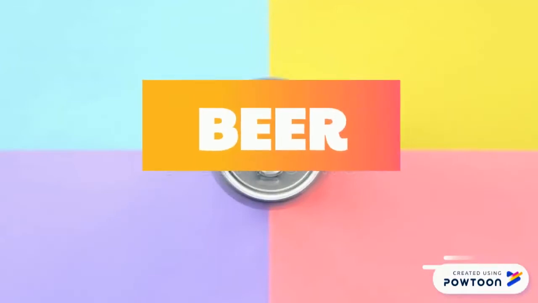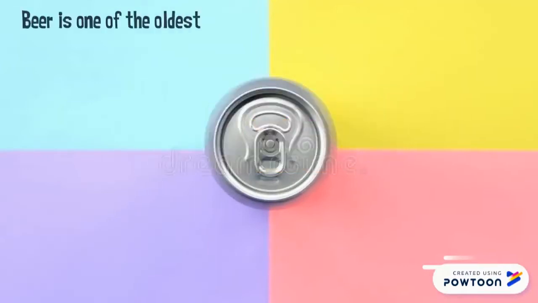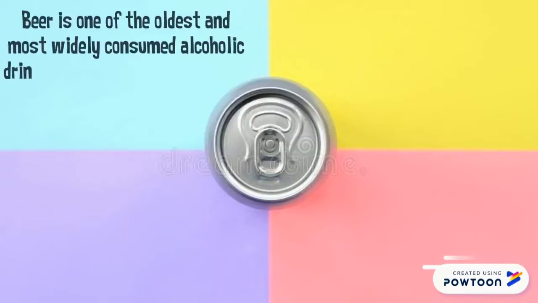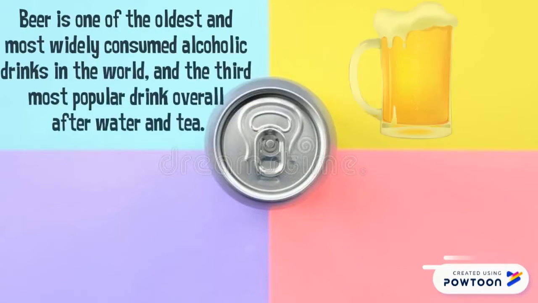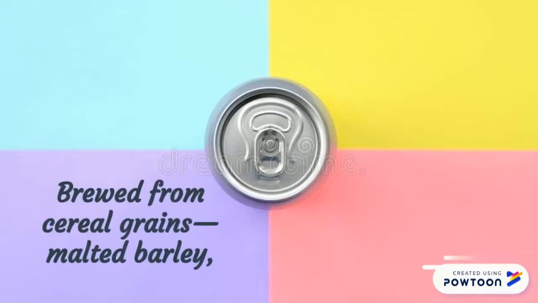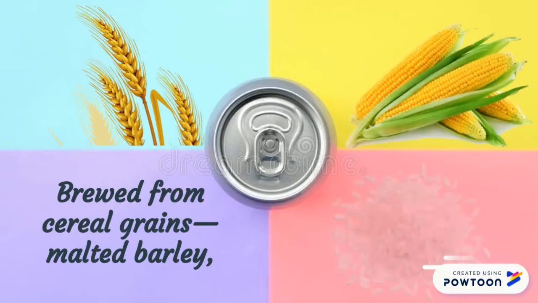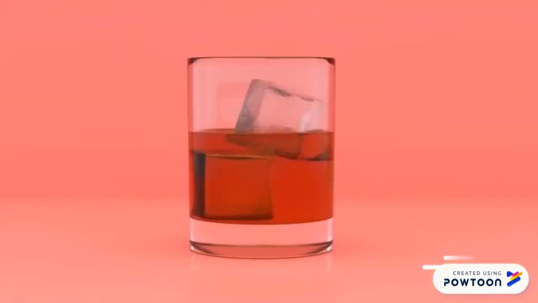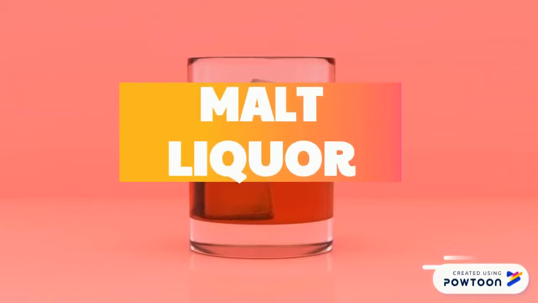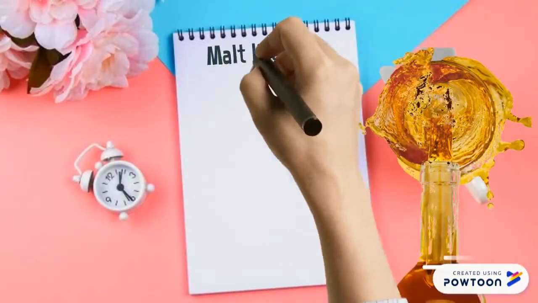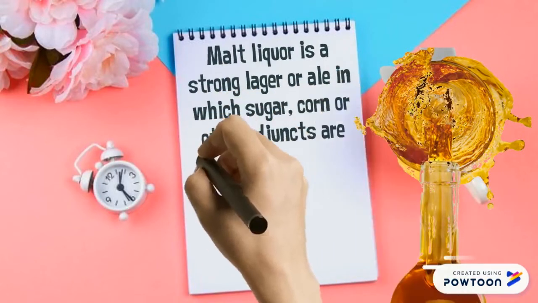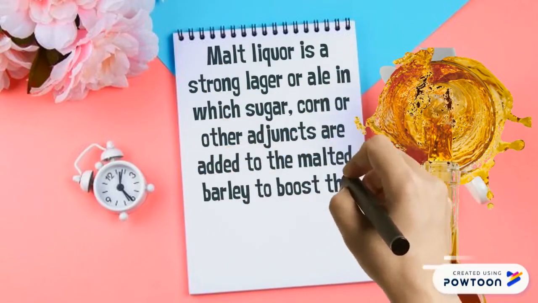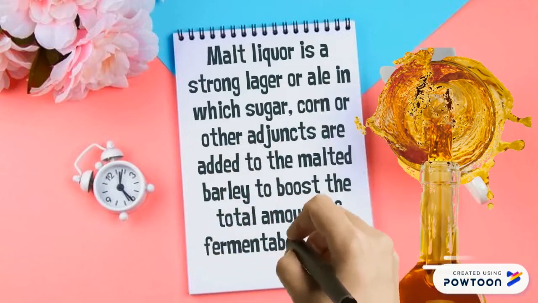Beer is one of the oldest and most widely consumed alcoholic drinks in the world and a third most popular drink overall after water and tea. Beer is brewed from cereal grains, most commonly from malted barley, though wheat, maize, and rice are also used. Malt liquor, on the other hand, is a strong lager or ale in which sugar, corn, or other adjuncts are added to the malted barley to boost the total amount of fermentable sugars in the wort.